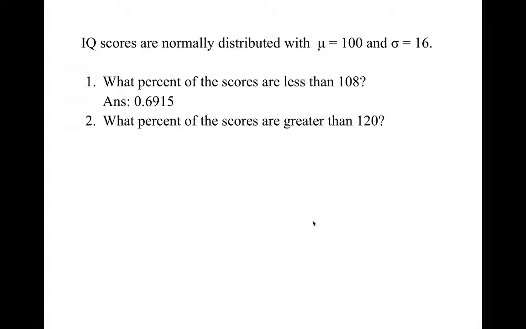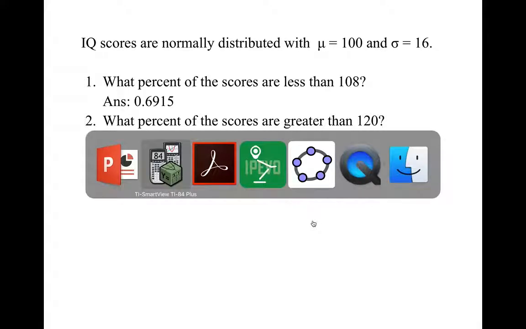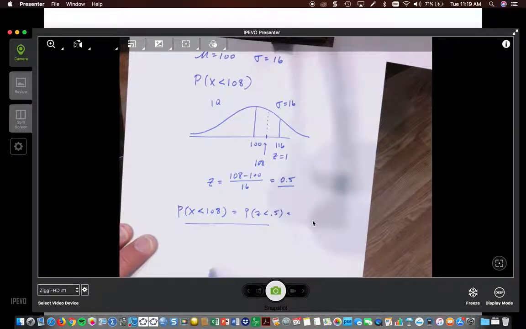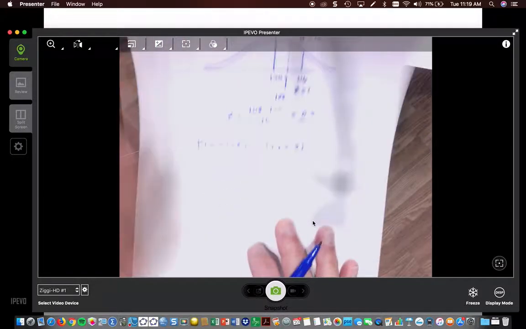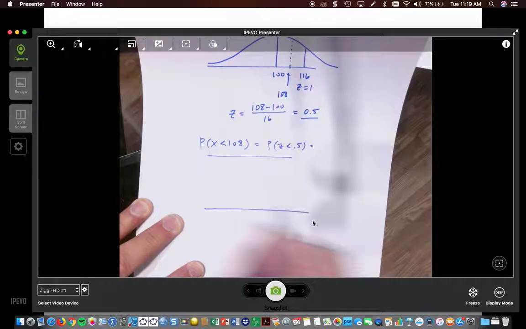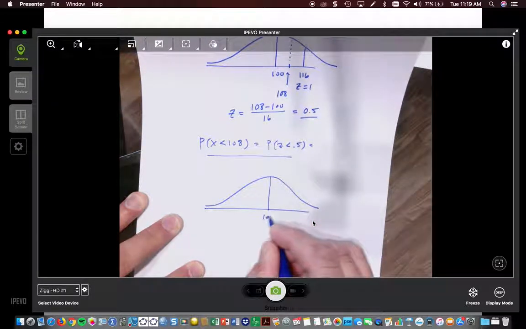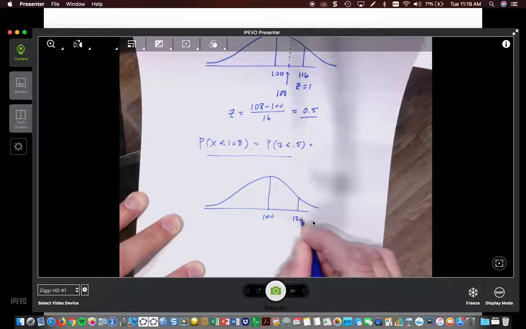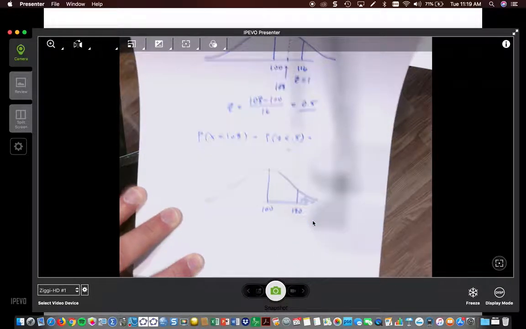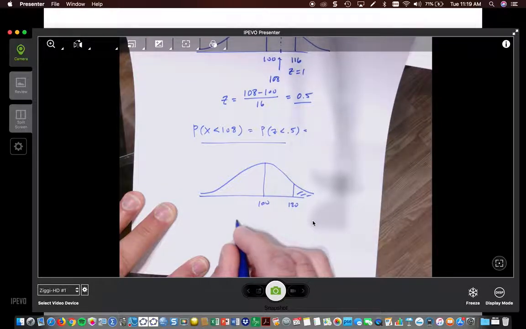What percent of scores are greater than 120? Okay, so for this one, same kind of problem, but now we're looking for what proportion are bigger than 120. So on your IQ scale, 100 is the center, 120 is over here, and we're looking for what's the probability of being bigger than 120.